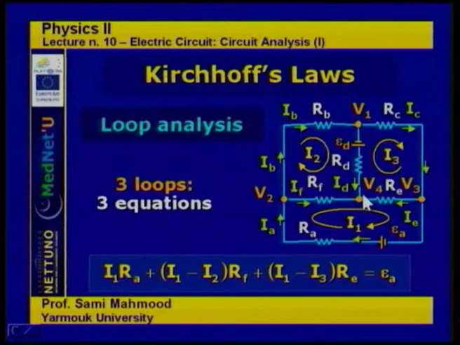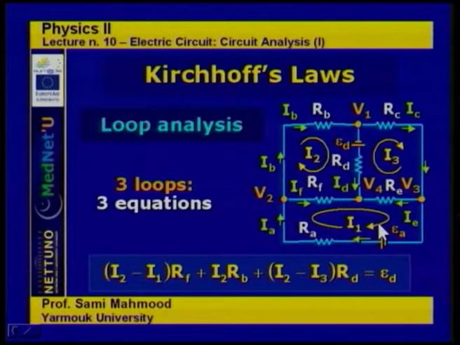And again, when we reach the resistor RE, there are two currents flowing. The first current is I1, and it's in the positive direction because it is going in the same direction as we are going around the loop. And then we have I3 that's going in the negative direction, opposite to our direction. So the voltage across RE is simply I1 minus I3 times RE. And this voltage drop across the resistors is equal to the total electromotive force around this loop, which is simply epsilon A. So this is the first equation from the loop analysis.